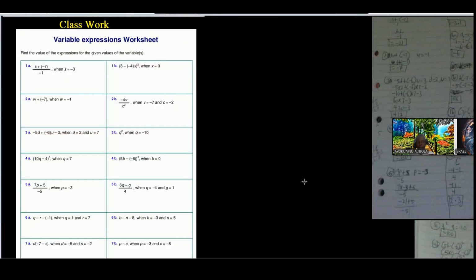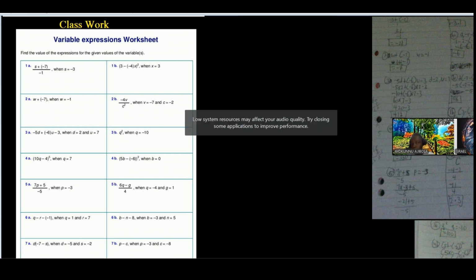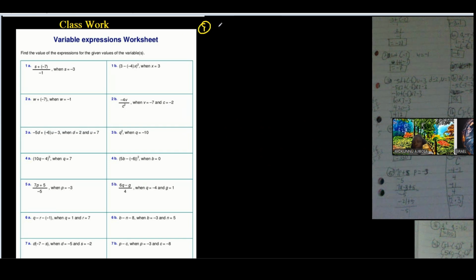Let's look at this one now. Number one, question number one says s plus negative 7 over negative 1. S is negative 3. So negative 3 plus negative 7 over negative 1. This is going to become negative 3, minus times plus, or plus times minus, is minus, then that's negative 7 there over negative 1. Then this is negative 10 over negative 1. So negative cancels, and we have 10, not negative 10. So what did you get for number 1?